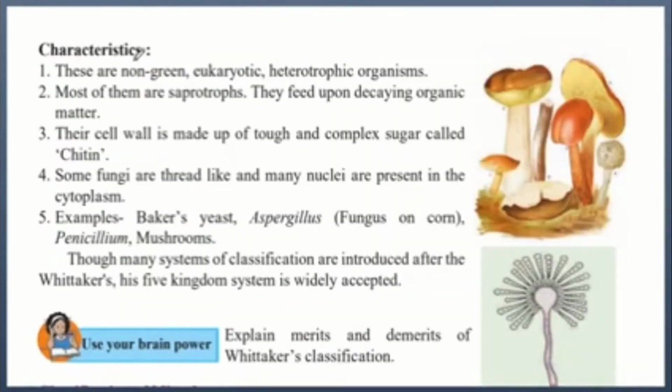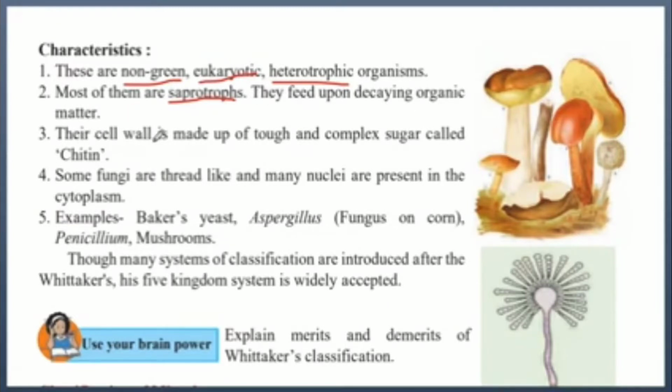So what are the characteristics of kingdom fungi? These are non-green eukaryotic heterotrophic organisms. So they are non-green, they are eukaryotic, that is their structure of the cell is organized, and heterotrophic is that they cannot make the food themselves and they acquire their food from outside. Most of them are saprotrophs, that is, they acquire their food from other dead organisms such as plants and animals. They feed upon decaying, that is, dying organic matter.